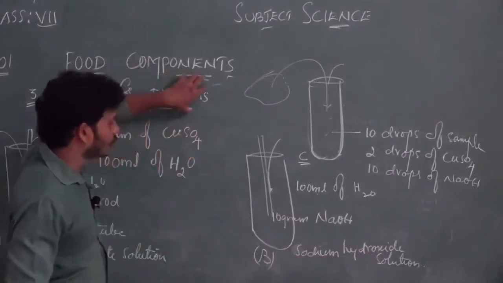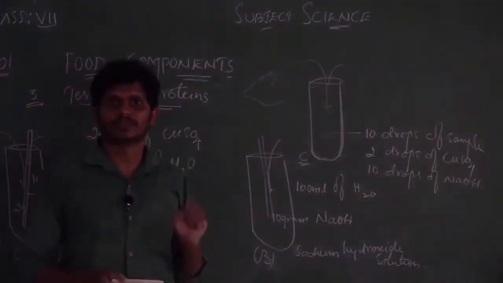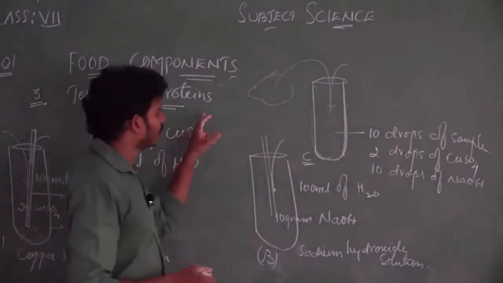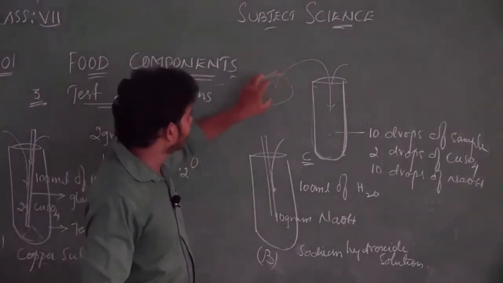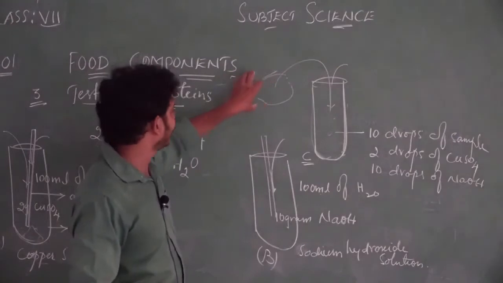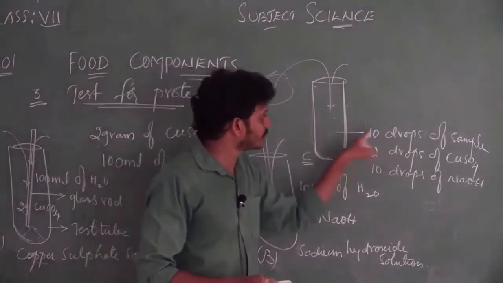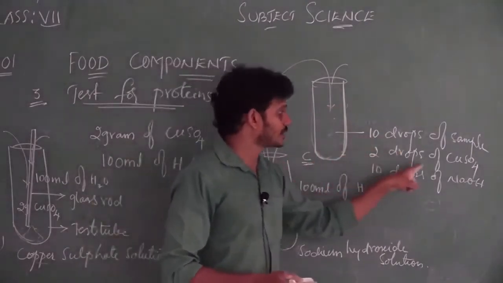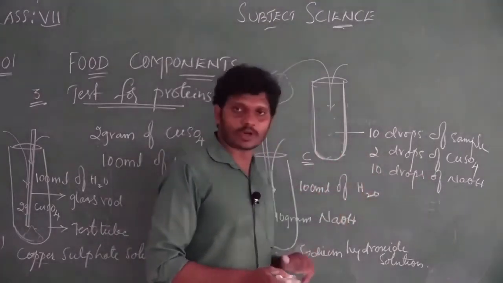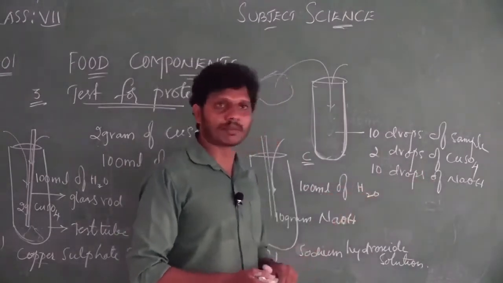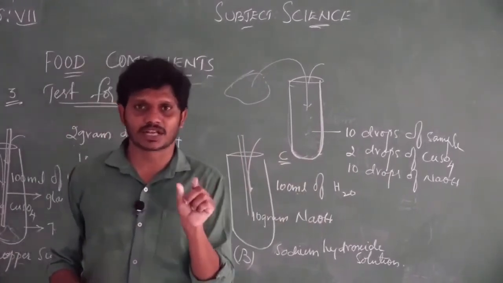Now, the sample you want to test for proteins should be crushed if it is in solid form. Convert it into powder form or paste form, and make that into a solution. Take 10 drops of the sample into test tube C. To this 10 drops of sample, you add 2 drops of copper sulfate solution, and also 10 drops of NaOH, sodium hydroxide. After some time, we notice that there is a change in color.